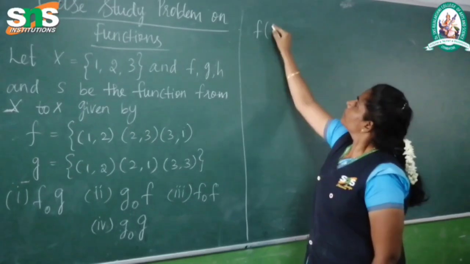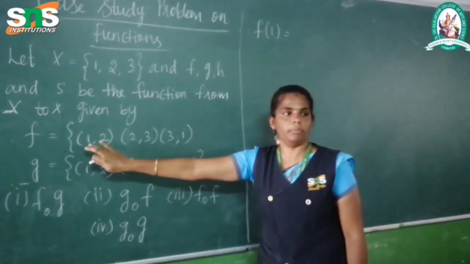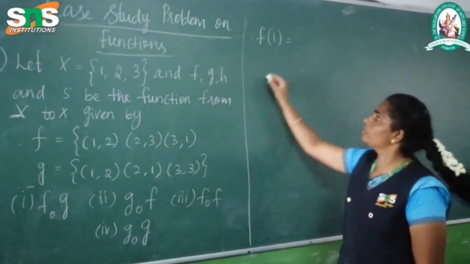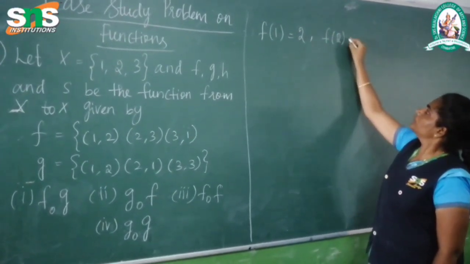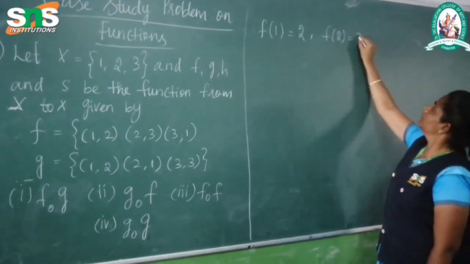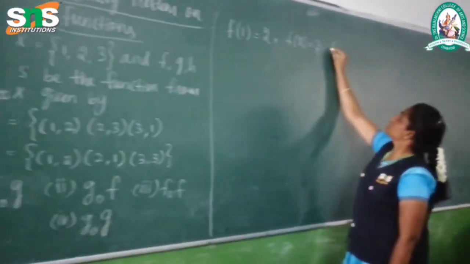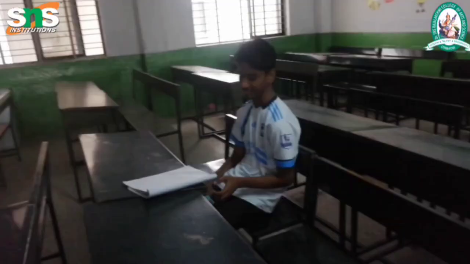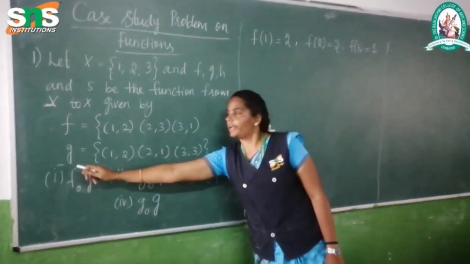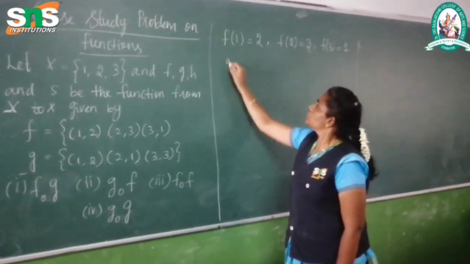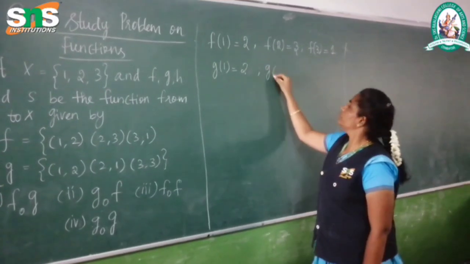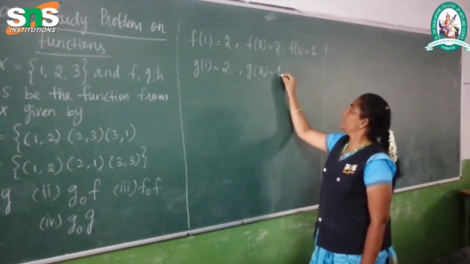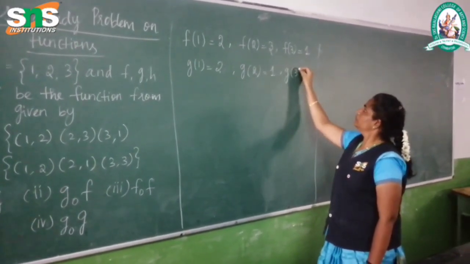Now I am going to take the values of f. f of 1 is equal to 2. The image of 1 is 2. Similarly, f of 2 is equal to 3. Then f of 3 is equal to 1. Next, similarly, we are going to write the values of g. g of 1 is equal to 2, g of 2 is equal to 1, and g of 3 is equal to 3.